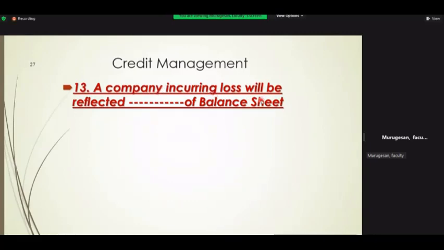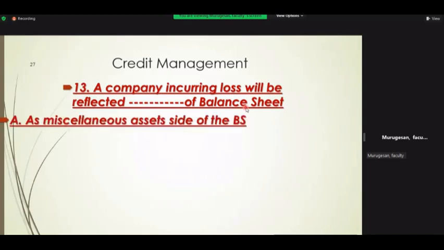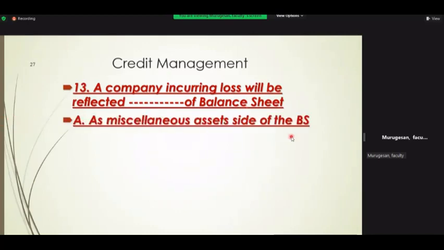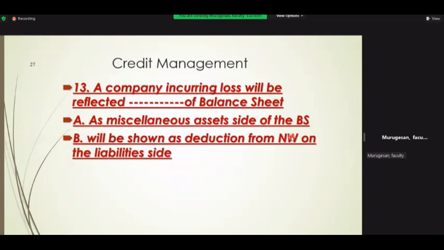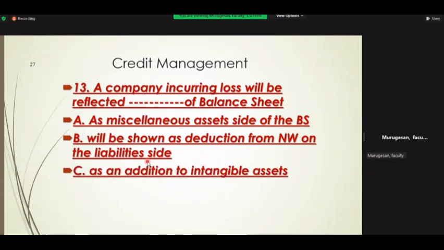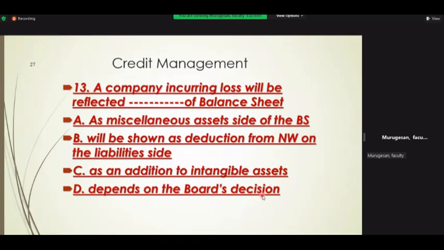A company incurring loss will be reflected on what side of the balance sheet? A. Miscellaneous asset side of the balance sheet. Will be shown as a deduction from the NW on the liability side. As an addition to intangible assets. Loss depends on the board decision. Now you have to pick the correct answer. What will be the correct answer? Tell me. B is the correct answer. Very good.